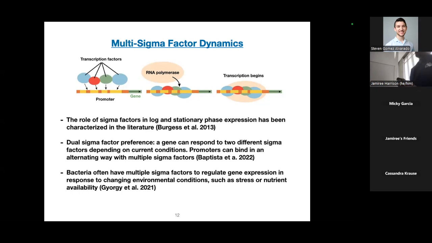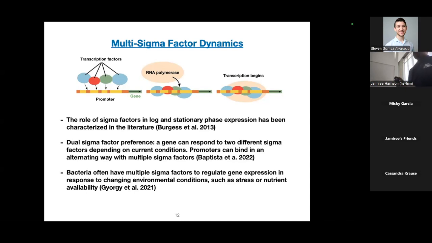The role of sigma factors in both of these bacterial life cycle phases has been relatively studied. And one of the main driving forces that drives the work is dual sigma factor preference, which implies that a gene can respond to two different sigma factors depending on the current condition the cell's in, i.e. what phase is the cell currently in? Is it in growth phase or stationary phase?